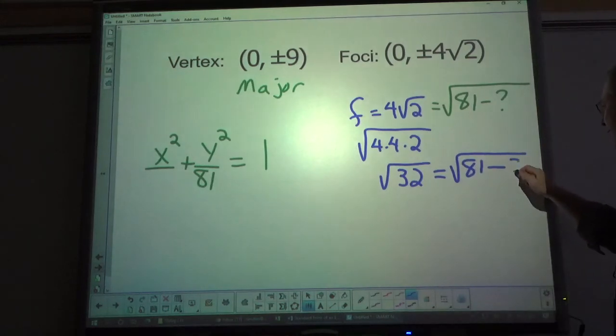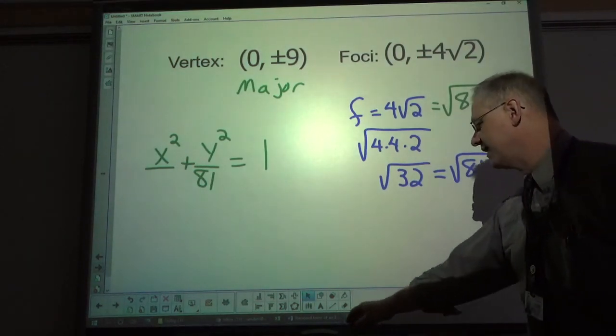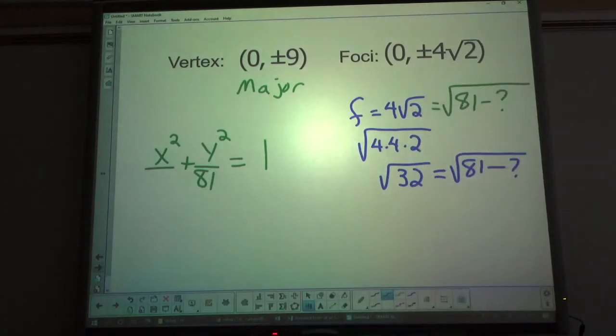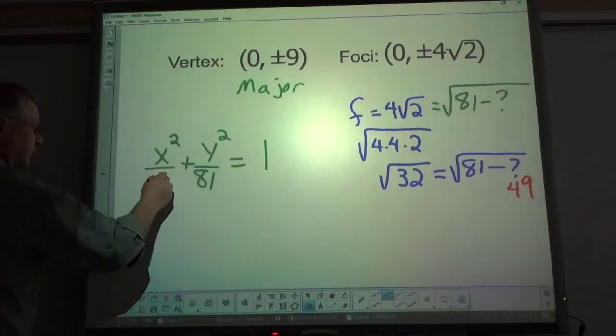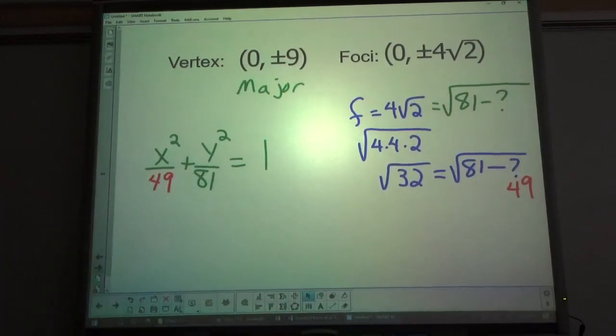So we have to figure out what do I have to subtract from 81 to get 32. Well, 81 minus 49, turns out, is equal to 32. So this has to be 49. 81 minus 49 is 32. So therefore, this is 49. And there is how you will find your value for a squared.